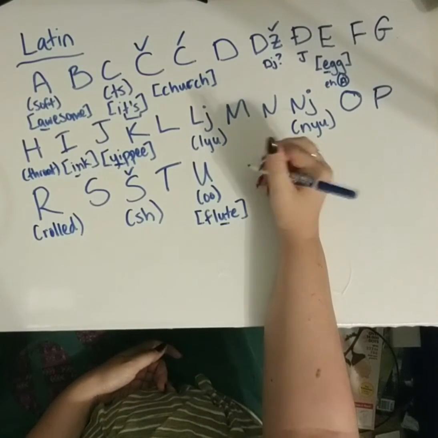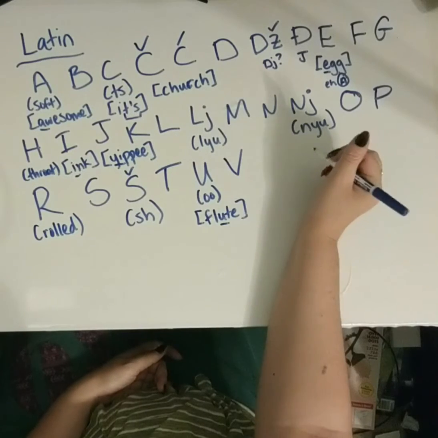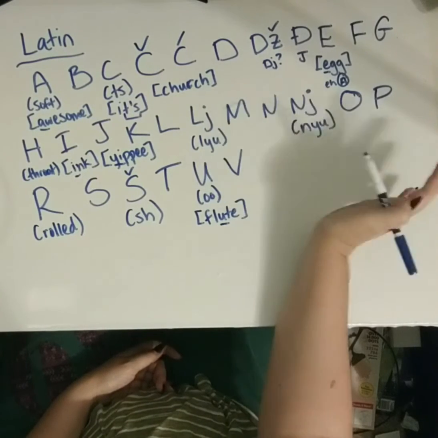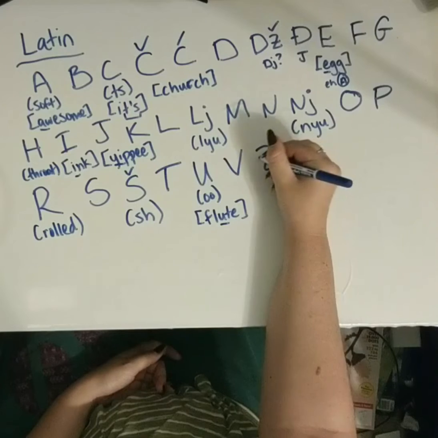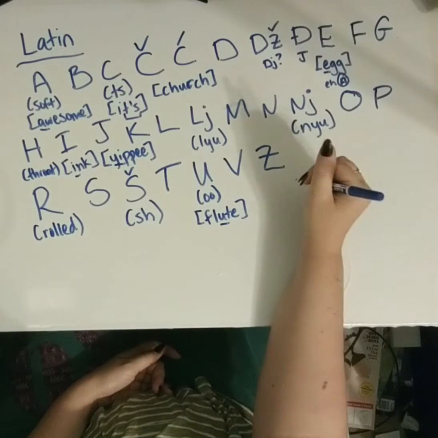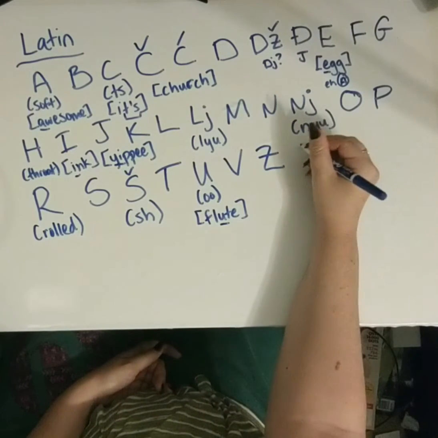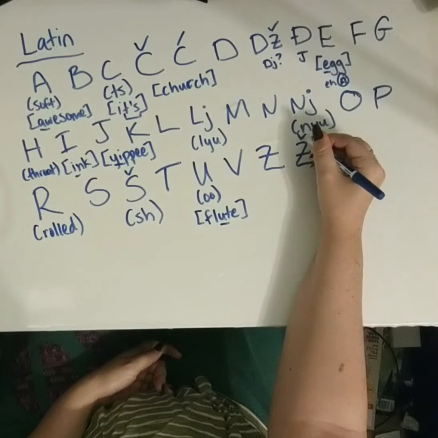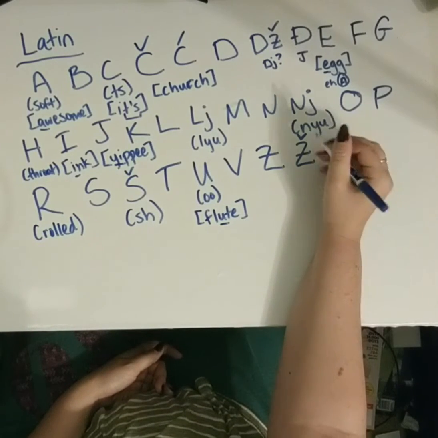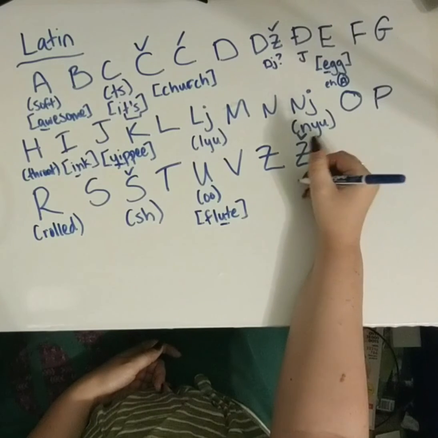Moving on, we've got good old V, which just makes a V sound, and then we get to skip everything else and go straight on to Z, which makes a Z sound. But we're not done yet. There's one more letter. There's this. It does have an accent mark up there, and this makes a zh sound.